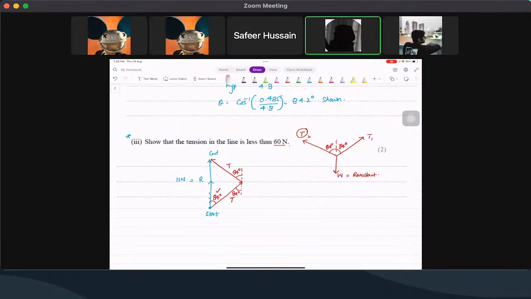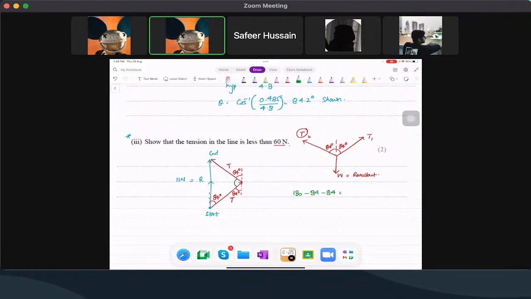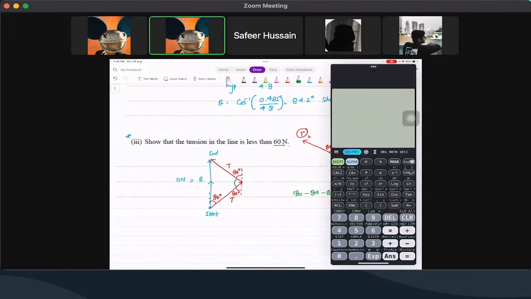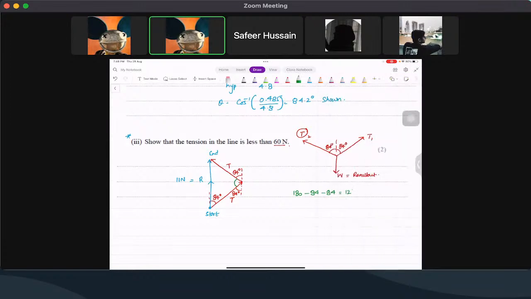If I want to find this angle in the middle, how would I do that? On a line, the total angle is 180. So I subtract 84 and 84 to find the middle one. That is 180 minus 84 minus 84. This is going to be 12 degrees. Do you guys understand? This is 12 degrees. Everybody is clear about it?